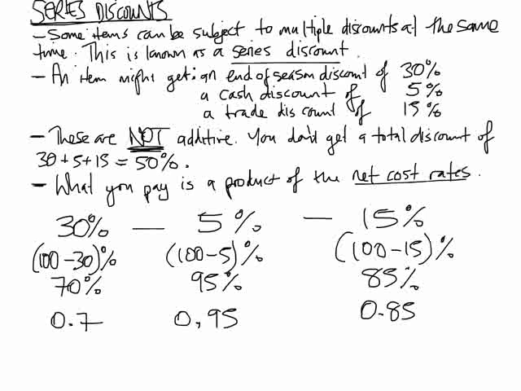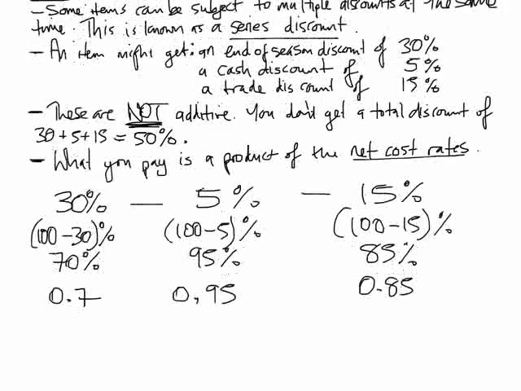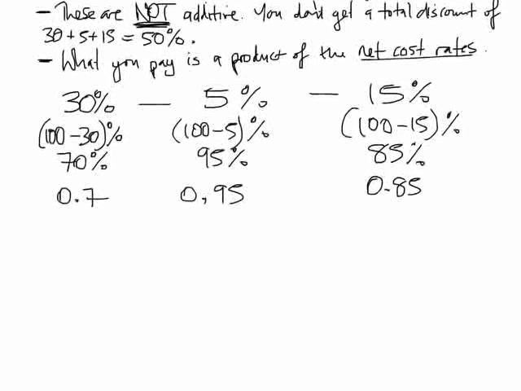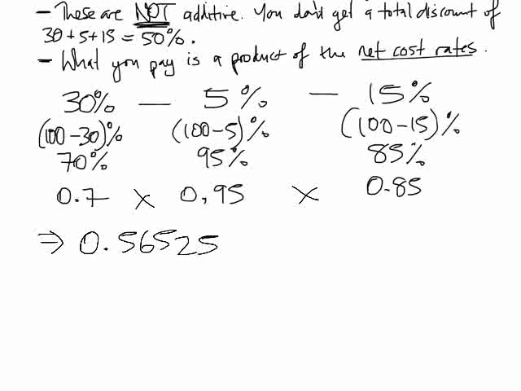So what does product mean? It means timesing. That's what a product means. So 0.7 times by 0.95 times by 0.85, that's going to equal, just let me grab my calculator, 0.7 times by 0.95 times by 0.85. So in the end, you'll result in 0.56525.